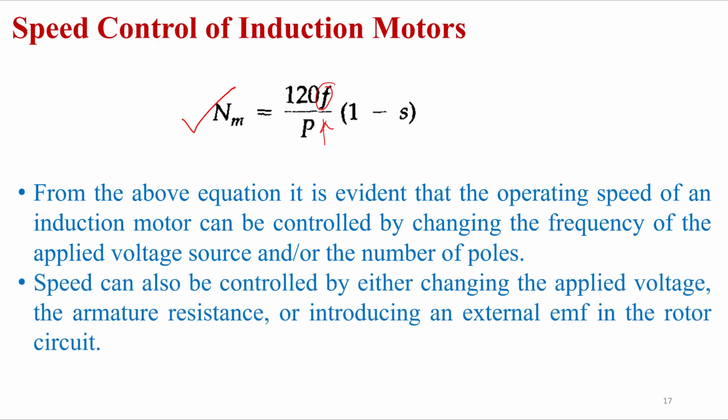Speed can also be controlled by changing the applied voltage, the rotor resistance, or by introducing an external EMF in the rotor circuit. This also happens in the case of a slip ring motor. So this is how we do the speed control of the induction motor.